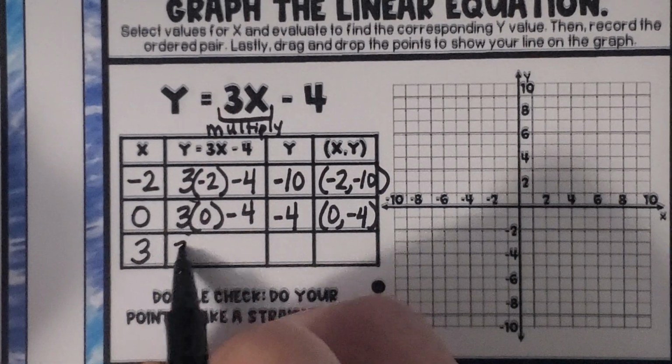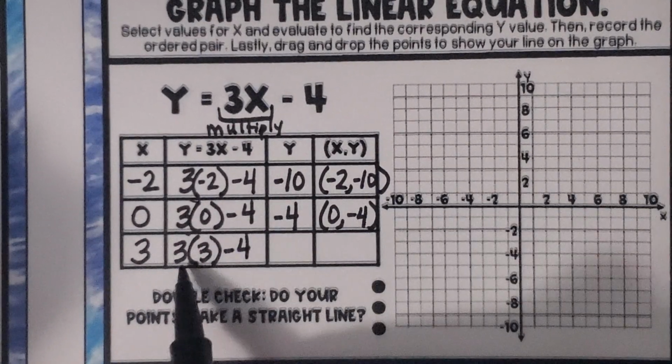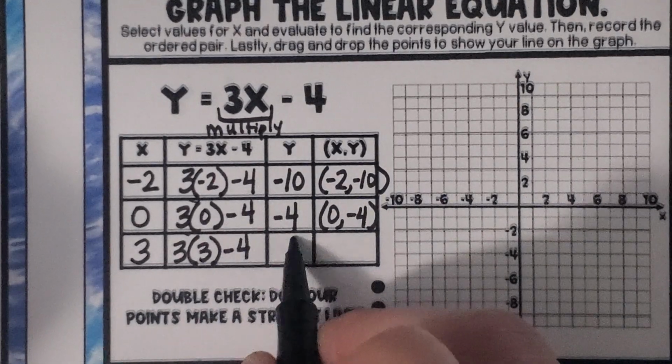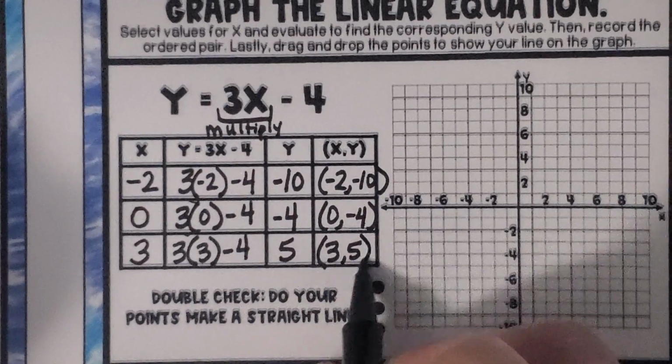My last one, I would have 3 times 3. Then I'm going to subtract 4. Well, 3 times 3 is 9, and 9 minus 4 would be 5. So my coordinate point would be 3, 5.